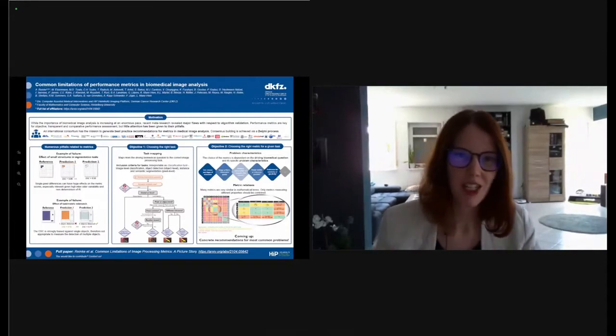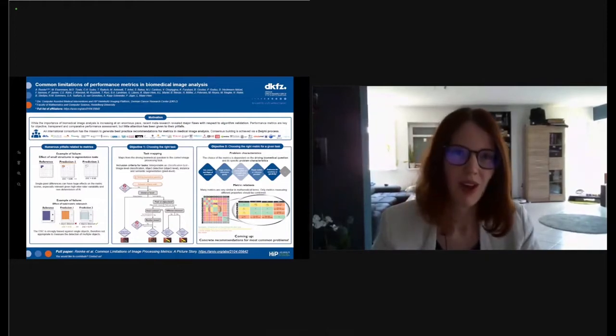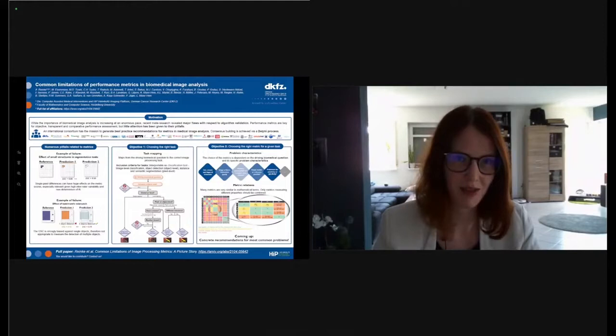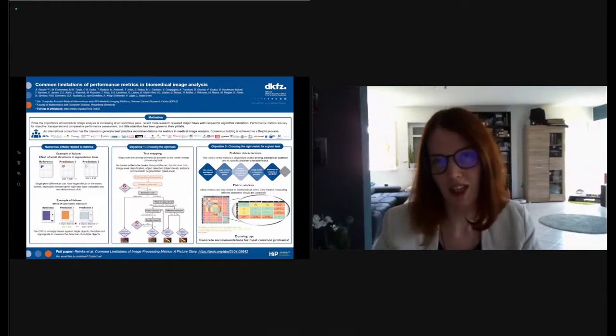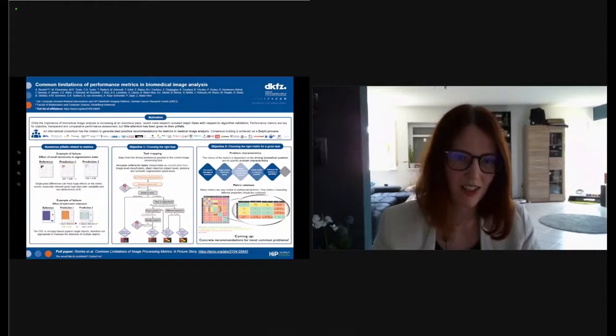And although many limitations are known, researchers are still asking for guidelines on how to choose the best metric for a specific problem. And this is why we are currently conducting a Delphi process for a consensus decision on best practice recommendations for metrics in biomedical image analysis. By now, we are 47 experts working on the problem, and we're focusing on image level classification, object detection, and semantic and instance segmentation tasks.